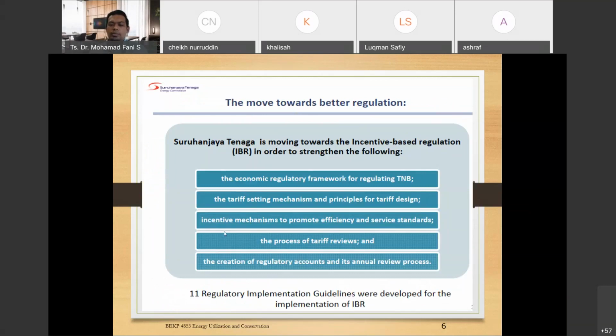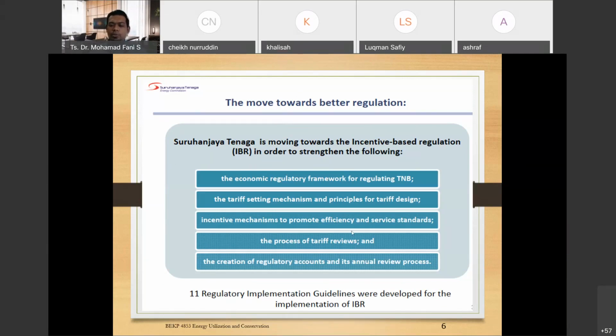So what is IBR? In this slide, IBR is to strengthen the economic regulatory framework for regulating the TMB. This IBR is under the Energy Commission to regulate the TMB with the proper framework and to measure the KPI of the TMB. Every single year, TMB needs to fulfill the KPI that has been set under the incentive-based regulation, or IBR.